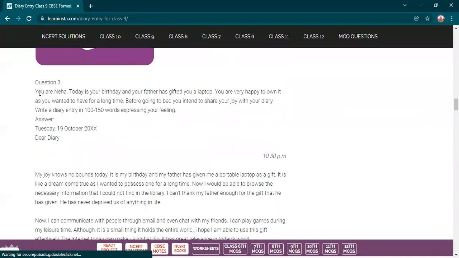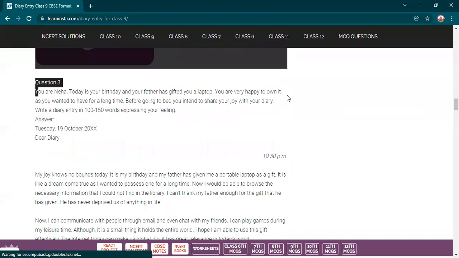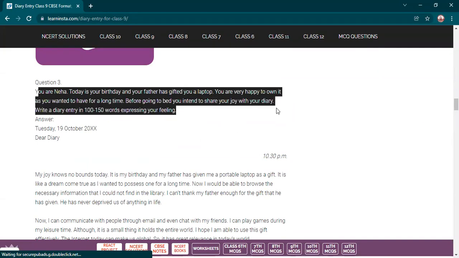This is a very common one. You know, this is very common, as if you are given in class 2nd, 3rd, 4th. You are Neha. When you wrote a diary entry for the first time, you might have done this. Today is your birthday and your father has gifted you a laptop. You are very happy to own it. Earlier you used to get a watch when you were young. Now things have changed. A laptop has replaced the watch.